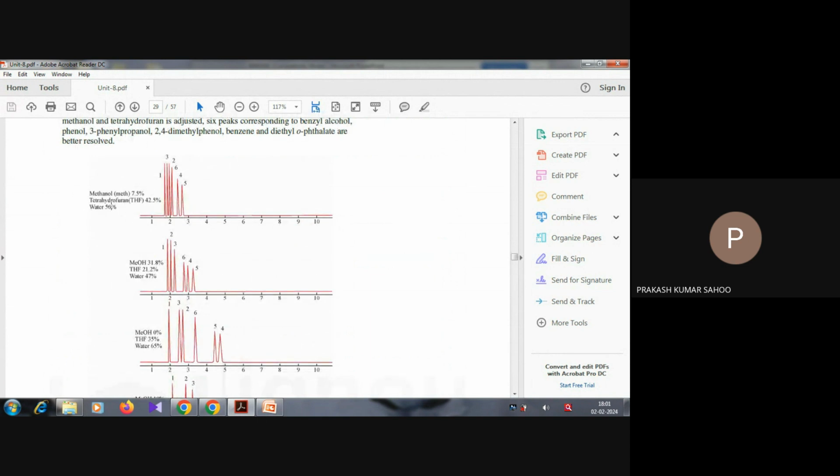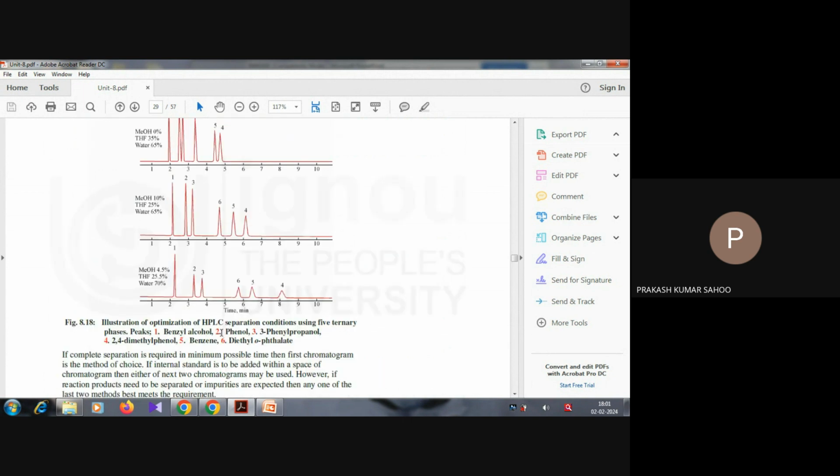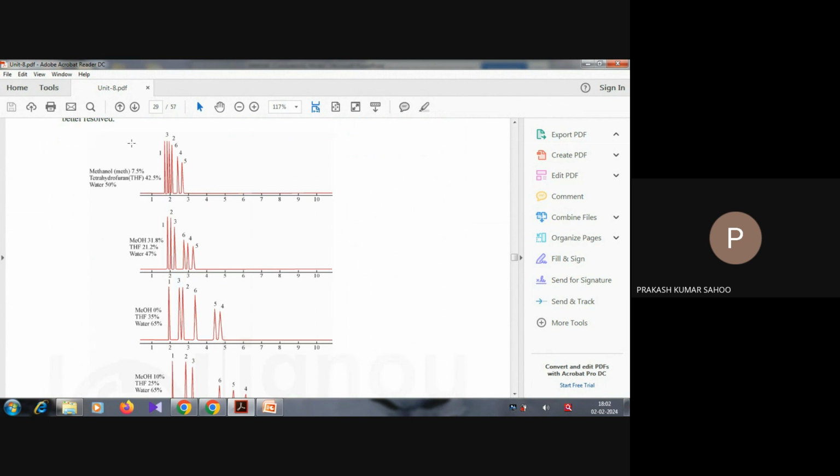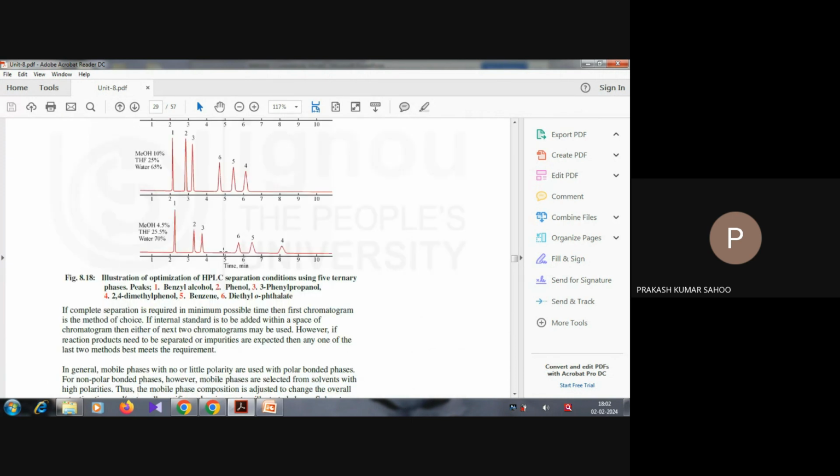Here it is methanol, tetrahydrofuran, and water in different percentages, and how the compounds like your benzyl alcohol, phenol, 3-phenyl propanol, 2,4-dimethyl-phenol, benzene, diethyl orthophthalate behave. So how the change in concentration of the different mobile phases, that is the combination of mobile phases, changes the graphs or the plots. So from this number, you can predict which one is your compound.